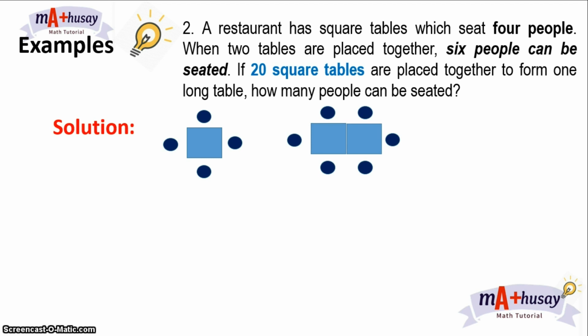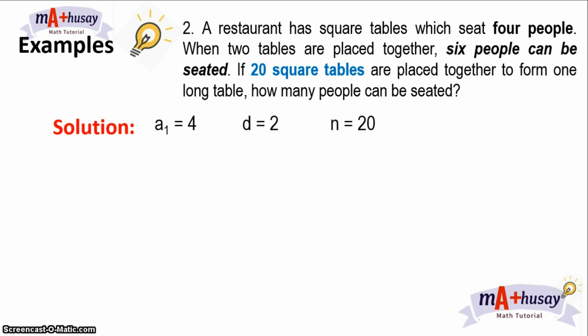So, we know that the first term in the sequence is 4. And the common difference is 2 since the first term in the sequence is 4 and the second term in the sequence is 6. So, 6 minus 4 is 2. And we're talking about 20 tables. So, n is 20. So, to solve this using the arithmetic sequence formula, we will substitute these values.